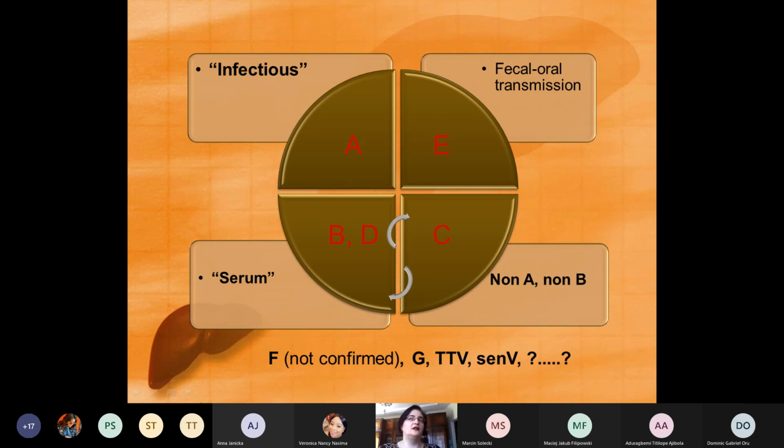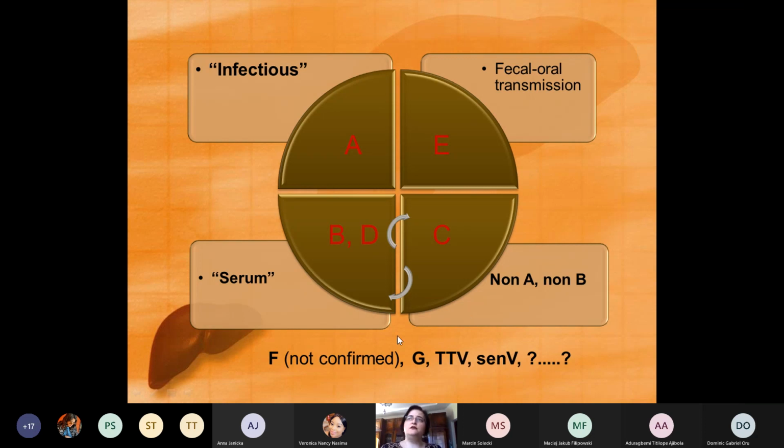And also, it's not the last, C, yes? F can be not confirmed, okay, but there are some moments when we can remember that other hepatitis viruses are present. G, it's proved, it really exists, G hepatitis, TTV virus, SEN-V virus, and how many such hepatitis viruses there can be, we cannot even imagine.